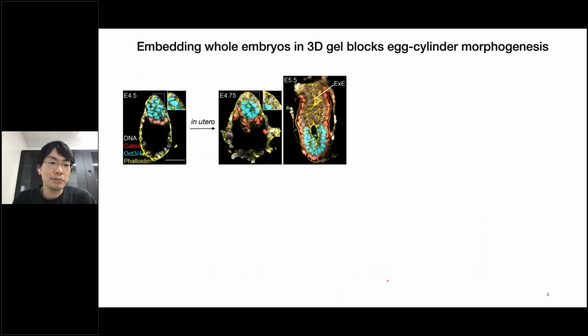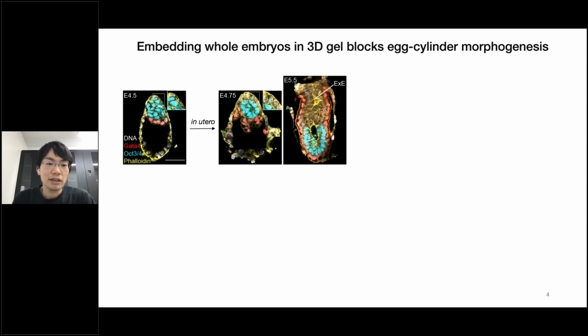Therefore, to fill the gap between pre- and post-implantation embryo development, we needed to establish an ex vivo culture system that allows us to monitor the peri-implantation development. So the left panel is the embryo at E4.5, right before the implantation. And after 6 hours, it is E4.75, the mural trophectoderm indeed shows the invasive protrusion to adhere to the uterine tissues. And then after 1 day, so E5.5, the polar trophectoderm has already fully developed into the EXE.